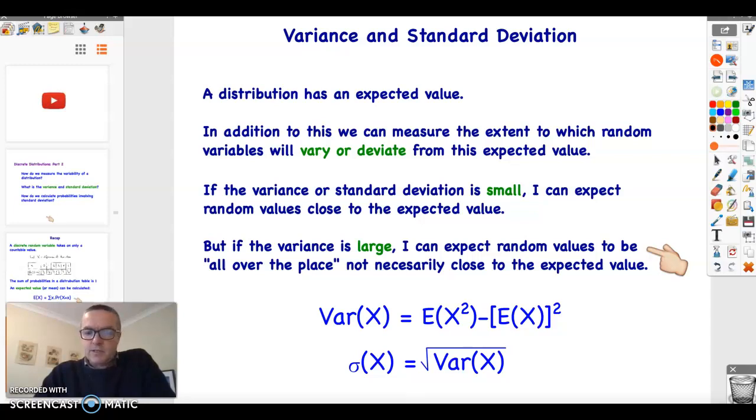In our calculations today, we're going to use these two formulas here. So we have the formula for the variance of a distribution. You can see here it uses the expected value. It also uses something that we're going to calculate, the expected value of x squared. So it's the difference of those two quantities. We square the mean. And when we calculate the standard deviation, it's always simply the square root of the variance.